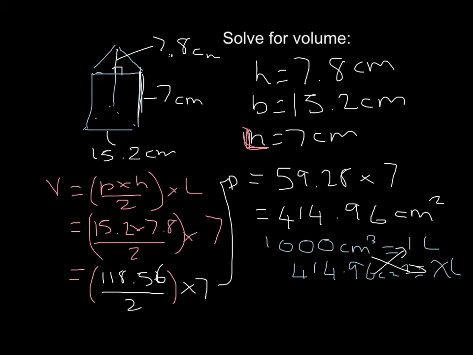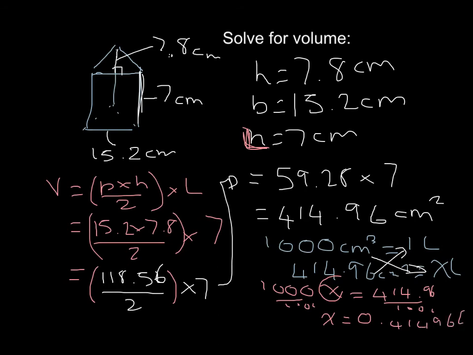I think I'm going to run out of space here, but I'm going to try to put it in. 1,000X equals, and again, 414.96 multiplied by 1 is going to equal 414.96, and then to get this X on its own, we have to divide this by 1,000, and the same thing on this side. And so when we divide this by 1,000, we end up with the value of X being 0.41496 liters. Okay, so that's our solution for that one.